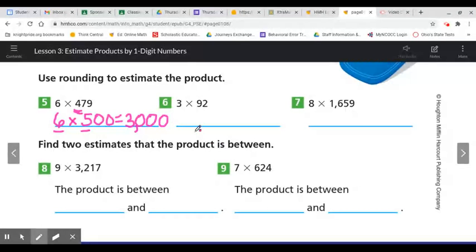For number 6, 3 times 92. We're going to be rounding to the tens place here. Your 3 will stay the same. For rounding to our tens place, we have a 9 there. Next door is a 2, which means this 9 will stay the same. Replace the 2 with a 0.